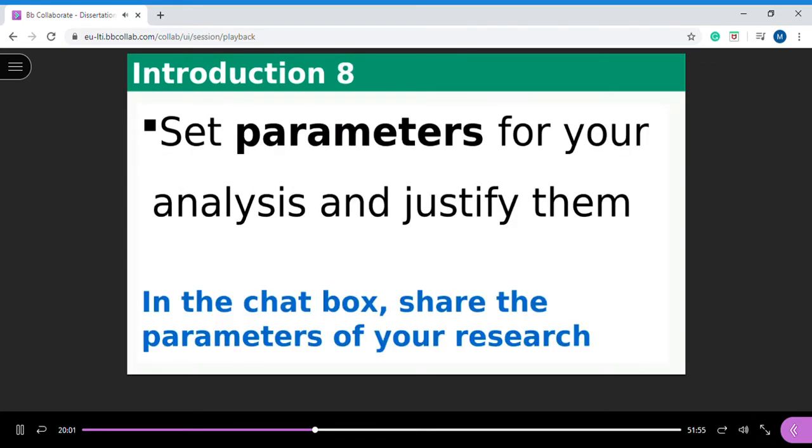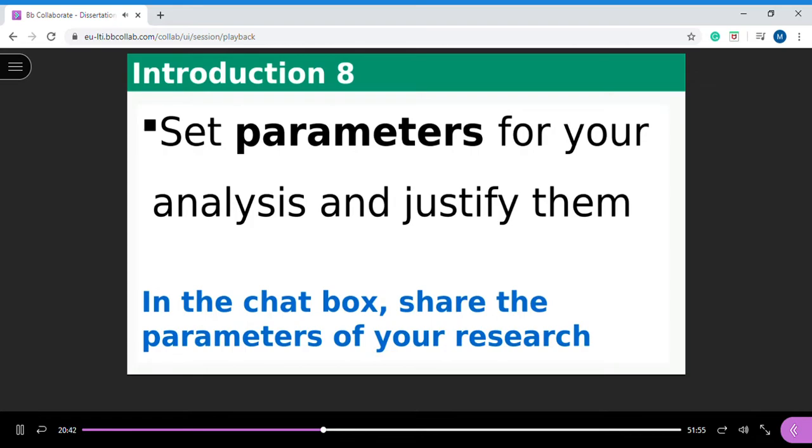For some dissertation subjects, you may also want to set some parameters for your analysis and justify them in your introduction. Does anyone know what I mean by parameters? Yes, Tanya and Caitlin. Yeah, so parameters are just like your focus or your boundaries.